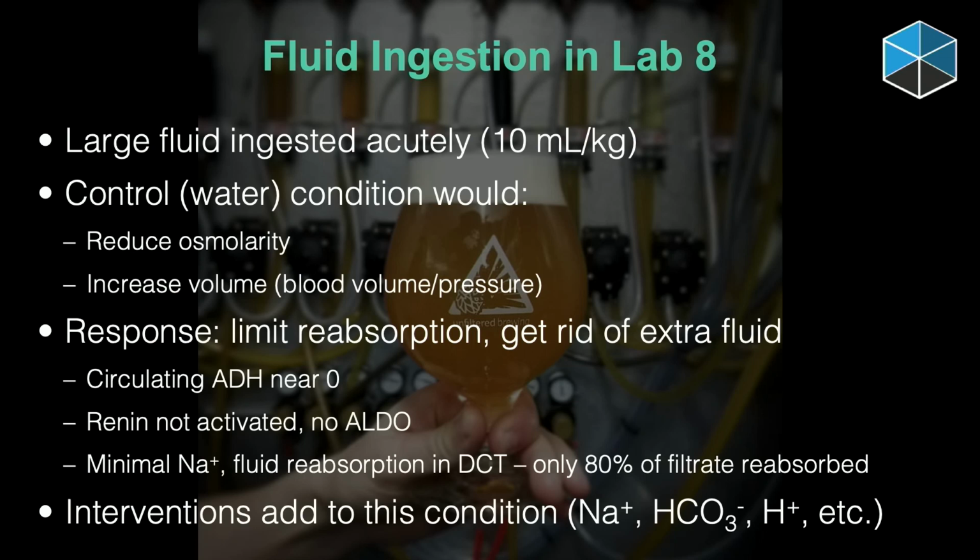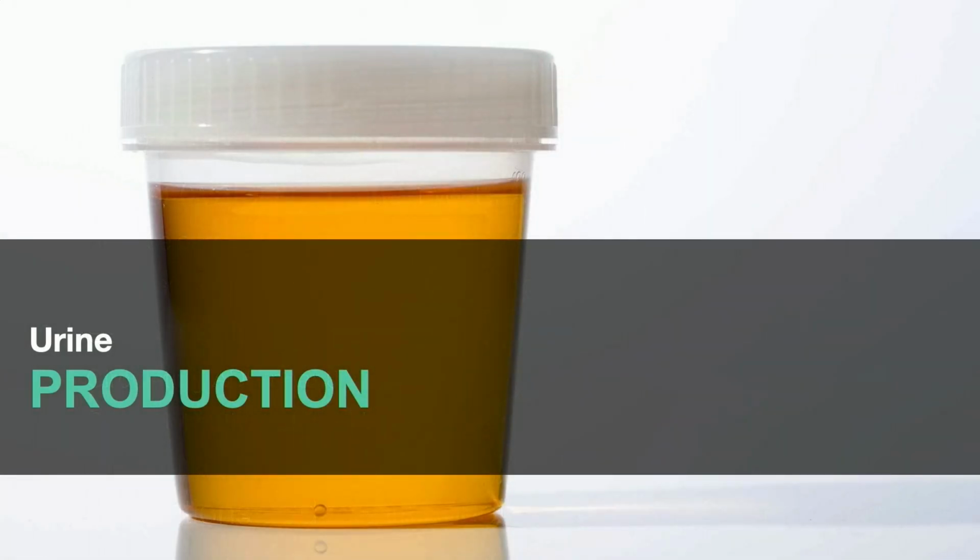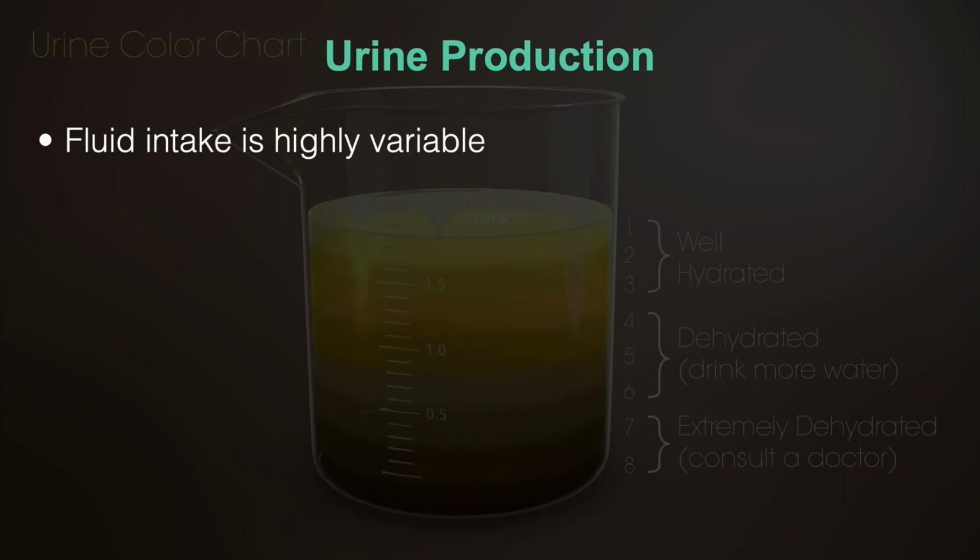So let's talk about how urine's produced. In this scenario, urine's produced. We know that. We can observe it, but we don't understand the mechanism yet. So urine production always happens. Unfortunate side effect of life. You can hold it for as long as you want to, but you're never going to stop urinating. Urine is always produced because fluid intake is highly variable.